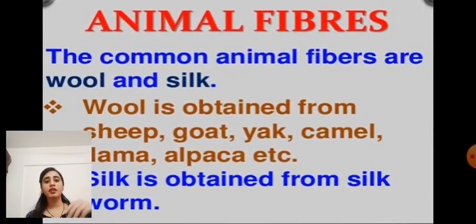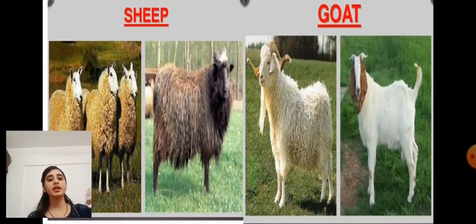In this chapter, we'll discuss animal fibers, the common animal fibers that we get from animals. Those fibers are wool and silk. Wool is obtained from sheep, goat, yak, camel, and silk is obtained from silkworm. These animals have a thick coat of hair. See these animals, sheep and goat. They have a thick coat of hair on their body to keep them warm during the cold winter season. The hair traps a lot of air.